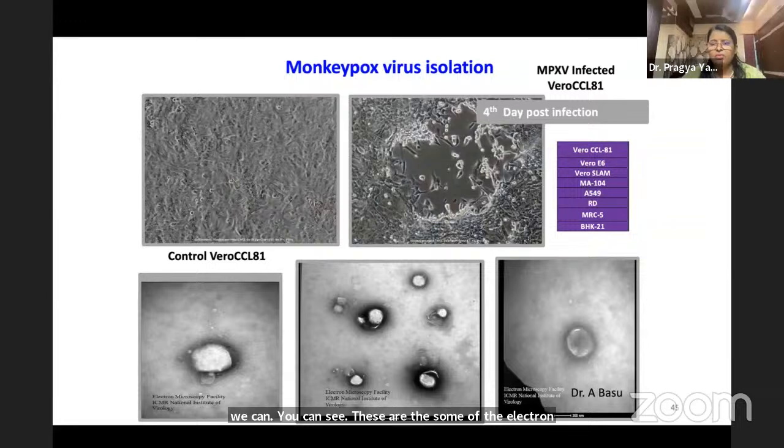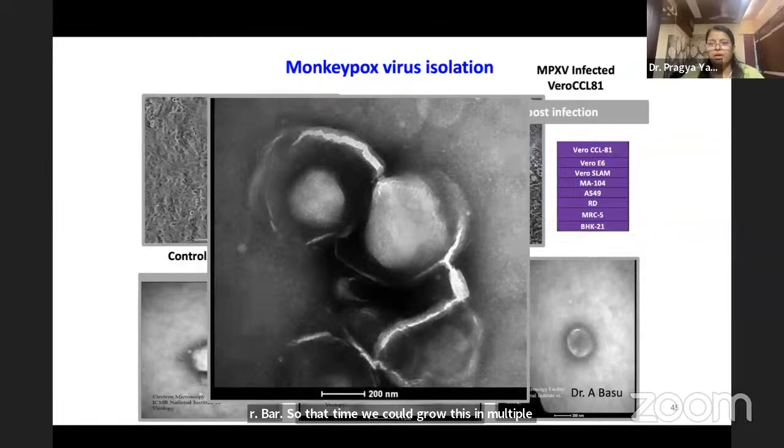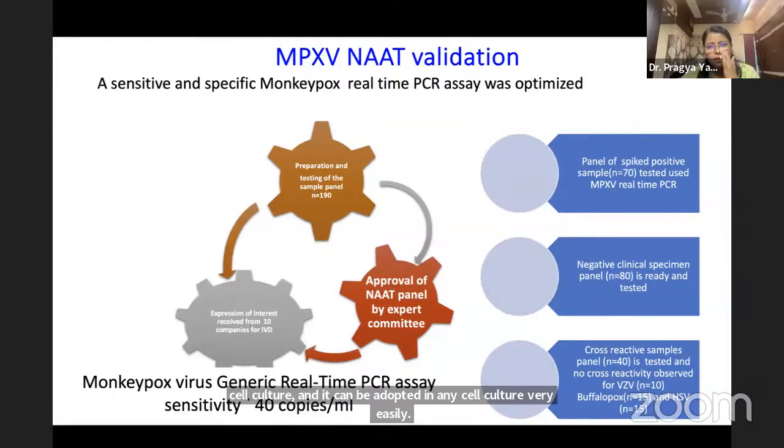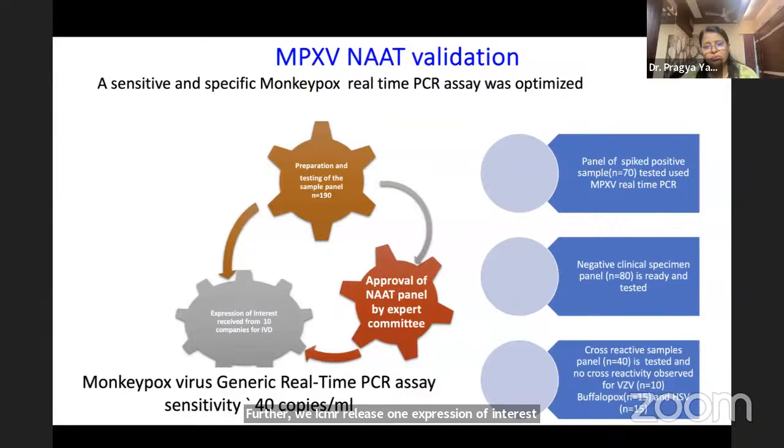Basu that time. We could grow this virus in multiple cell cultures, and it is susceptible to a large number of cell cultures, and it can be adapted in any cell culture very easily. Further, ICMR released one expression of interest, because there were many companies who developed this assay and they wanted to have a validation done so that they can approach CDSCO and get approval for manufacturing.